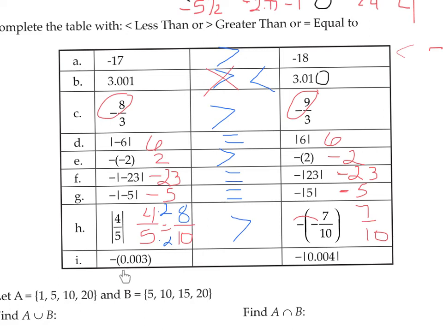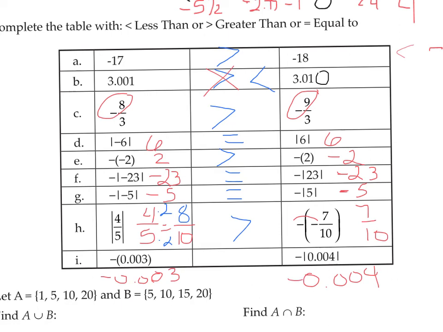Okay, down here at the bottom, parentheses again, not absolute values. So this is just -0.003. Here we have absolute values. So the absolute value of this number inside is 0.004, and the negative sign is going to carry down with it.